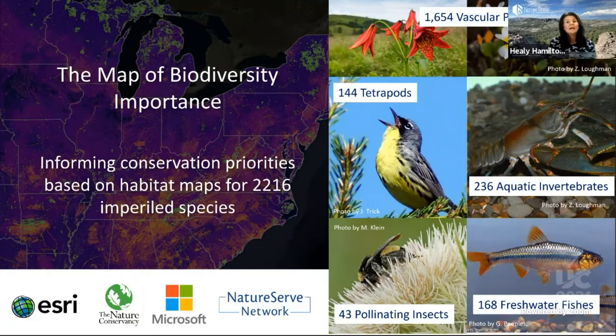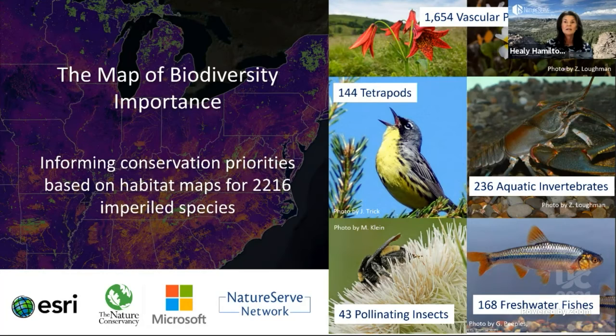And so, as some of you may have heard in previous talks that NatureServe has had the honor of giving at Esri conferences, NatureServe is fully embracing the integration of our 50 years of high-quality imperiled species records with spatial data on the environment, modern ecological modeling approaches, and cloud computing. So with support from Esri, and partnership with the Nature Conservancy, with Microsoft, and with experts all across our network of natural heritage programs throughout the US, we've produced a suite of national analyses that we call the Map of Biodiversity Importance, or MOBI for short.